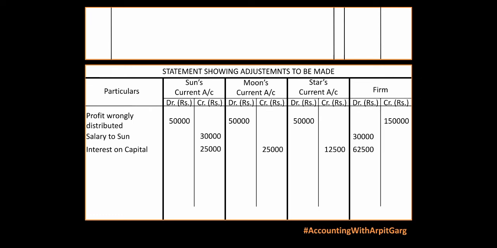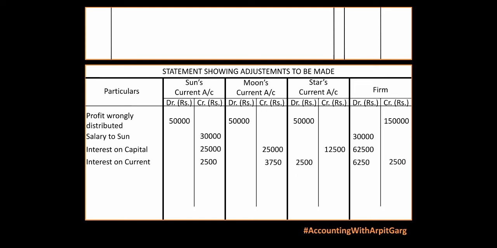Now, interest on current account to be allowed and charged. Okay, then interest on current account. For son, current account is 50,000. 5% of 50,000 we will give him. To Moon, we will give 5% of 75,000. But Star's current account is having debit balance. So we will take interest from him. We will charge interest from him. So 5% of 50,000, 2,500 rupees we will take from him. So we will write on debit side. Then we will post these balances on firm's debit or credit side.